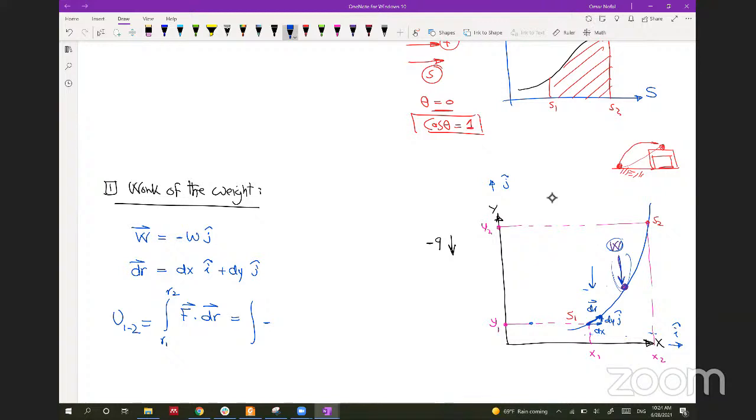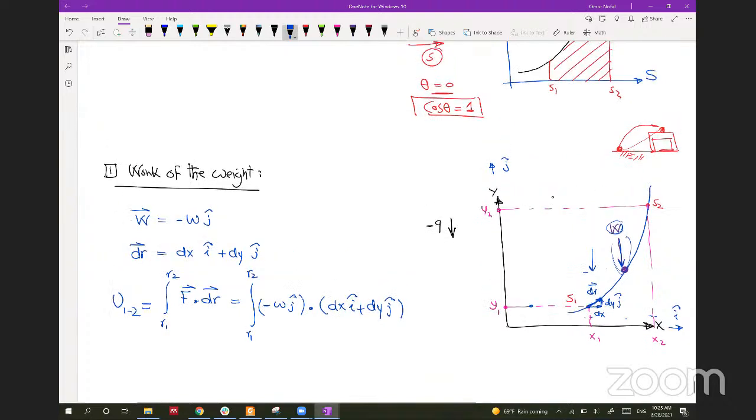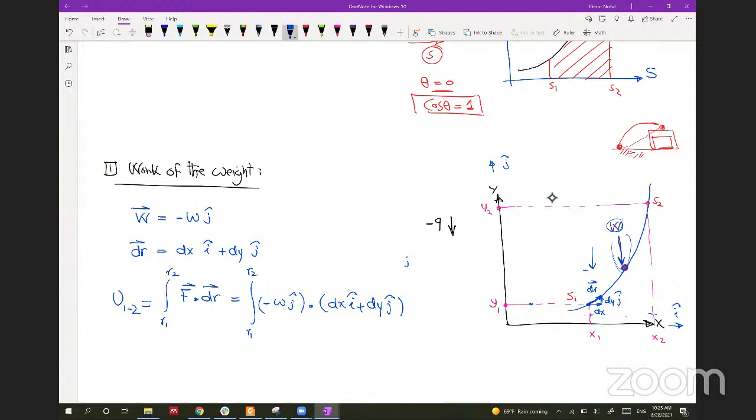We have F equal to negative W multiplied by j hat, and this is dot product with dx i hat plus dy j hat, from r1 to r2. As we know from any dot product, the only values that remain are those in the same direction. W is in the j hat direction. If you multiply it by i hat, it will give you 0. And if you multiply j hat by j hat, it will give you 1.